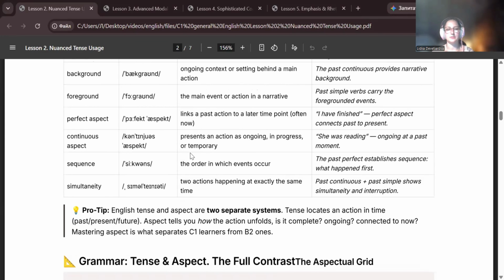So, a little pro tip. English tense and aspect are two separate systems. Tense locates an action in time: past, present, future. Aspect tells you how the action unfolds. Is it complete? Is it ongoing? Is it connected to now? So when you master aspect, you are going to become a C1 learner.